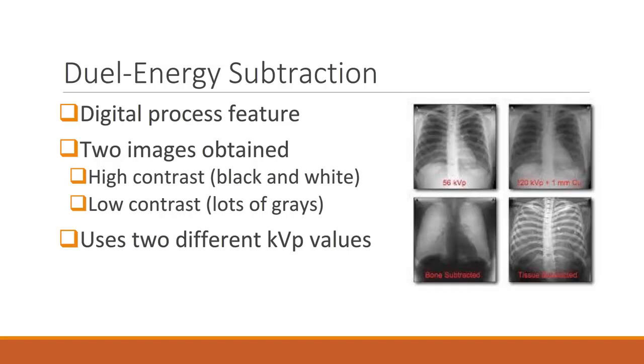Dual energy subtraction is a digital process feature that obtains two images with different contrast levels, one high contrast with many black and white values, and one with low contrast containing lots of gray values. This is accomplished by applying two different kVp values, one with high kV and one with low kV. This is often used to image the lungs, and the rib bones are subtracted out of the image with this dual energy or dual kVp subtraction technique.